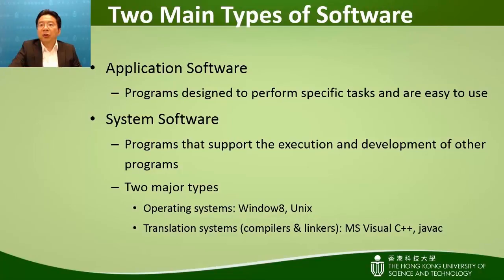System software are programs that support the execution and development of other programs. Some examples of system software are operating system and translation system, or compilers for programming languages such as Java, Python, and C++. Another type of system software is called utility program. Some examples of utility programs include antivirus programs and device drivers for connecting devices to different computers.